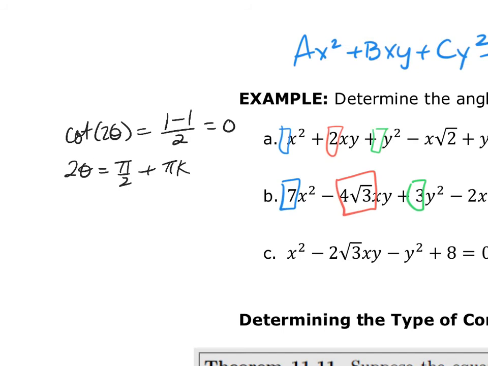Now we divide everything by 2, and we end up with theta is equal to pi over 4. So that is our angle of rotation. It's a 45. Okay?